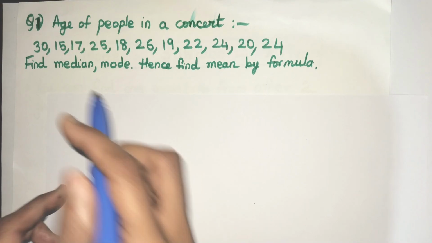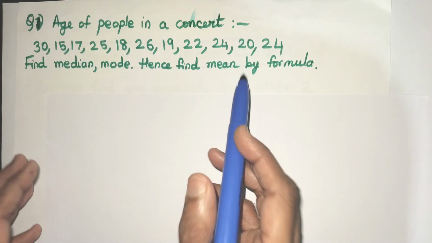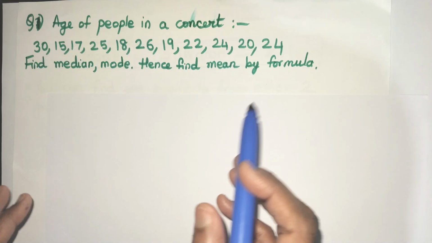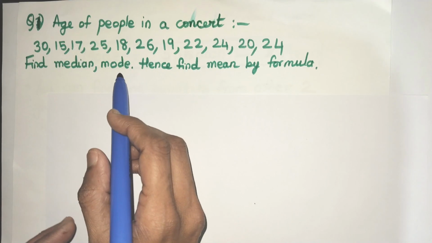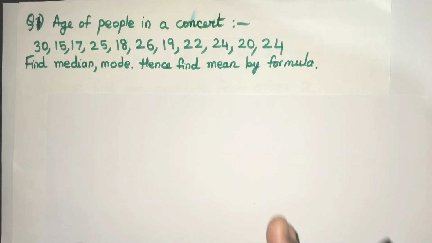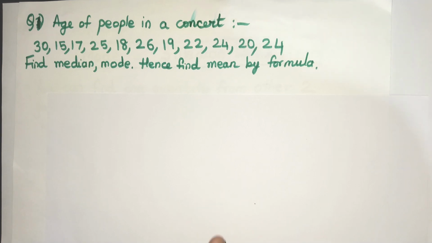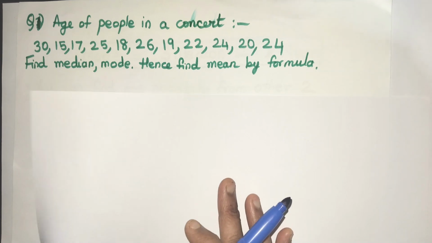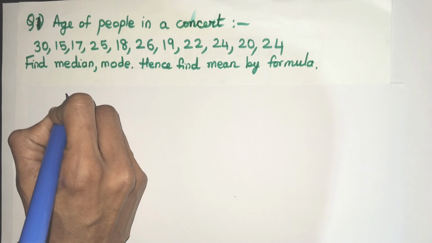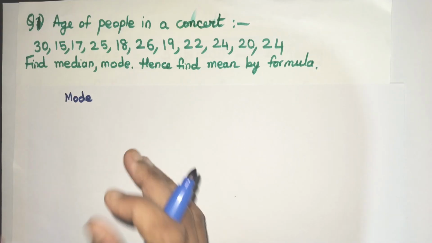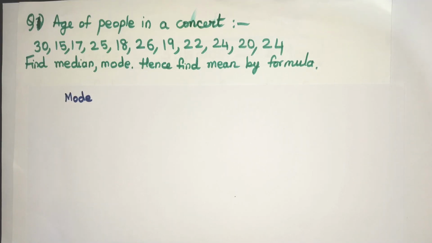So friends, in this question, the ages of people in a concert are given. So these are the ages and we have to find the median and mode, and hence we have to find mean by the empirical formula. So first let's find out what is the median and mode. Now what do we mean by mode? Yes, mode is that data which occurs the maximum number of times.